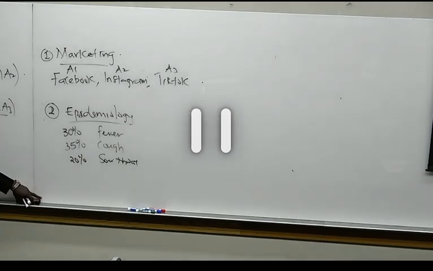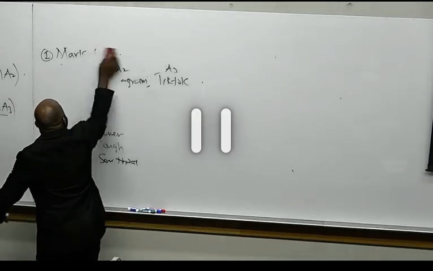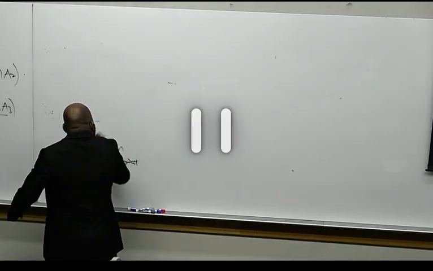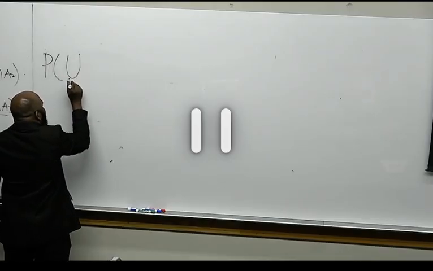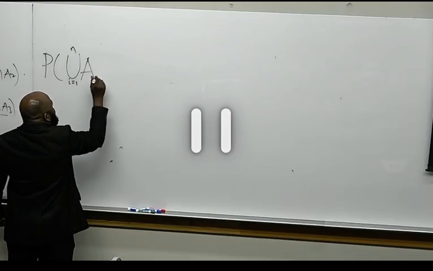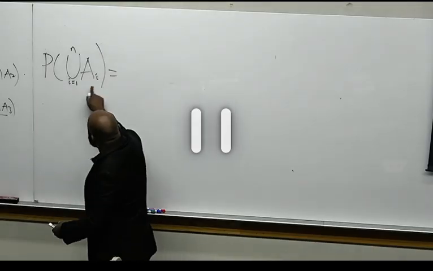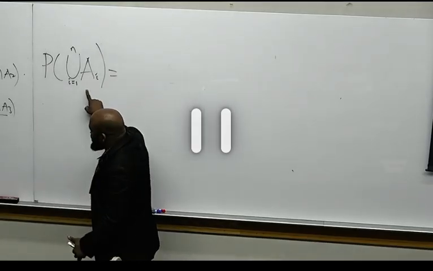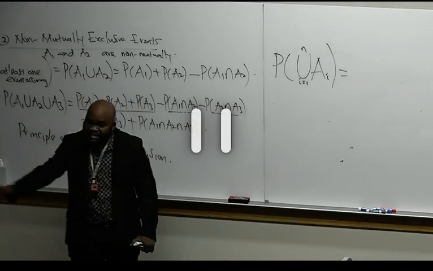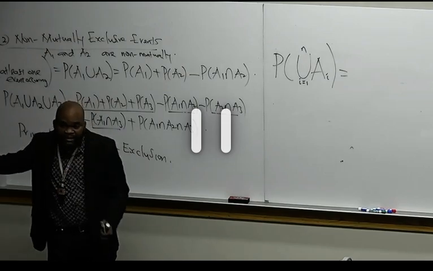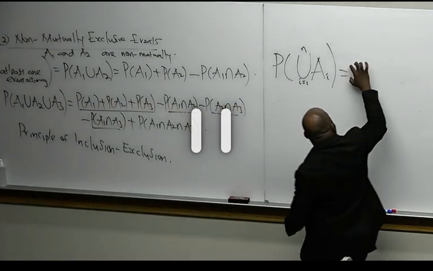Now, if I want to generalize, what I'm actually going to do is write the probability of the union, I start from 1 to n, of A_i. If you take a look at this, what am I saying here? I'm generalizing. Instead of stopping at A3, I want to stop at An, because there could be so many events. It's going to be equal to the first thing that you're going to see.